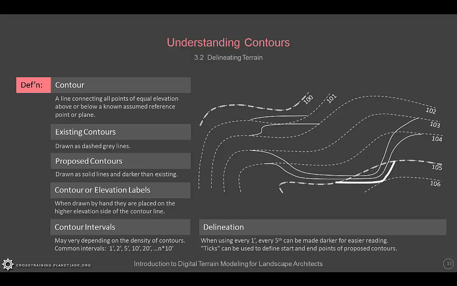And then sometimes we use something called ticks, which can help us to see the start and end of proposed contour work. Some people like to use little tick lines, some people will use dots. So ticks can be a very generic term. It doesn't have to be little dashes like I've shown here. They can be pretty much anything as long as it's easy to read, doesn't clutter up the drawing, and you can tell when a proposed contour starts and stops.